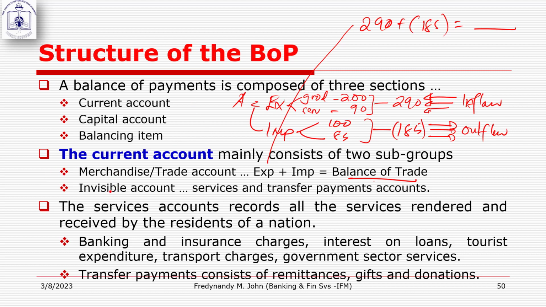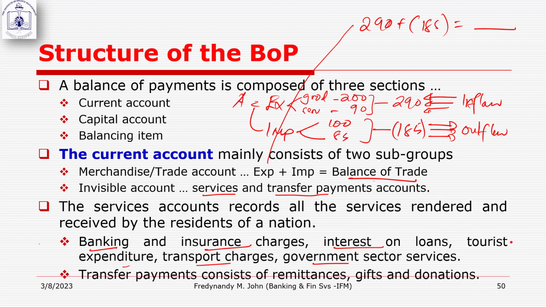Now, in the same account, there is invisible account. Invisible account records services and transfer payments account. The service account records all the services rendered and received by residents of a nation. And what are the services we're talking about here? Can be banking services, insurance charges, interest on loans, tourism expenditure, transport charges, or services offered by government institution.